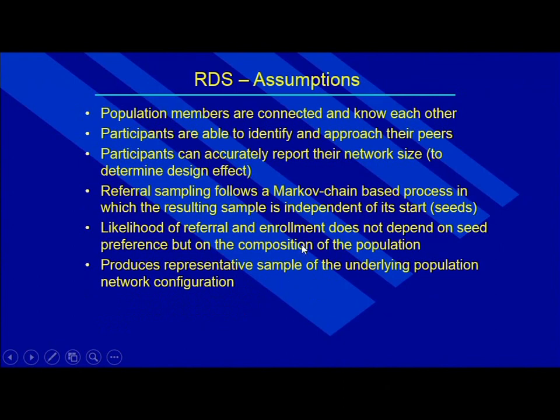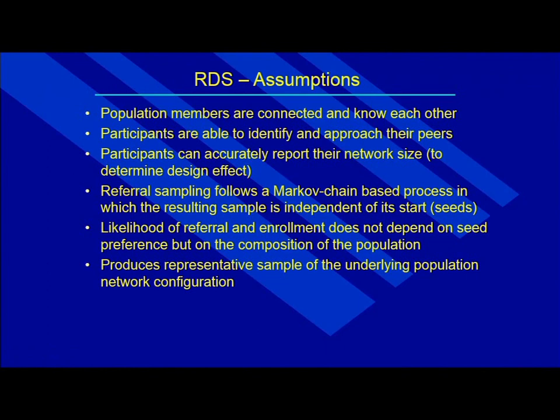So what does RDS assume? Population members are connected and they have to know each other. They're also supposed to be able to identify and approach their peers, so they need to know who their peers are and where they can find them. And they need to be able to accurately report their network size, because that will later be important to decide on the design effect that we're going to use in the analysis.